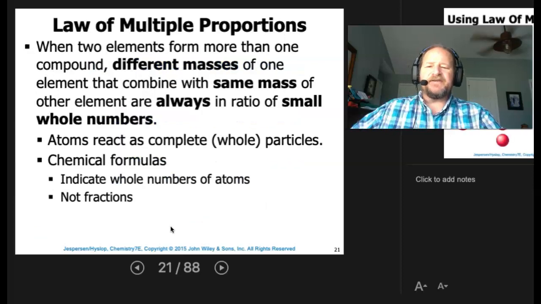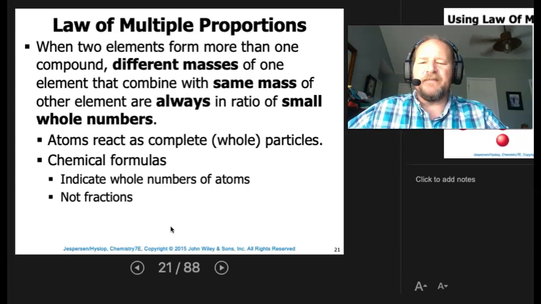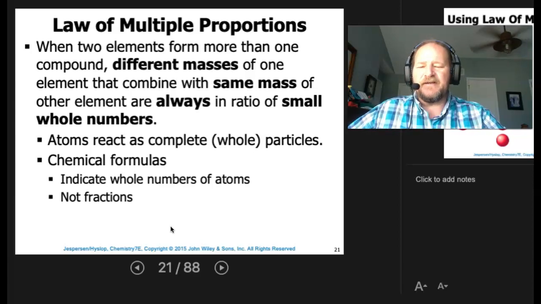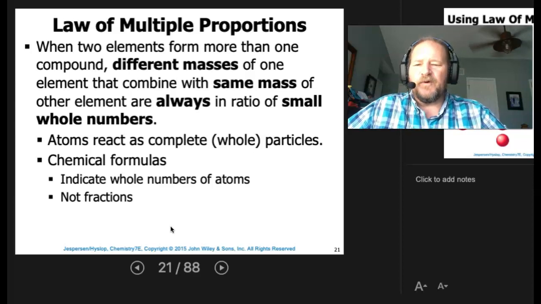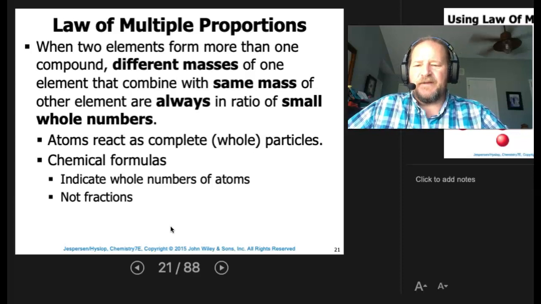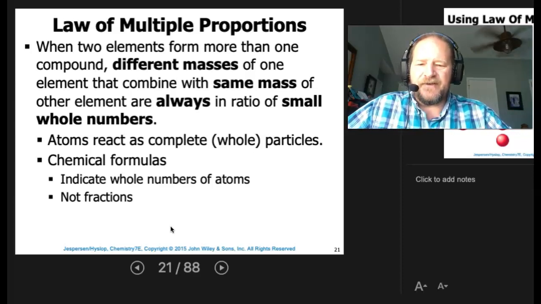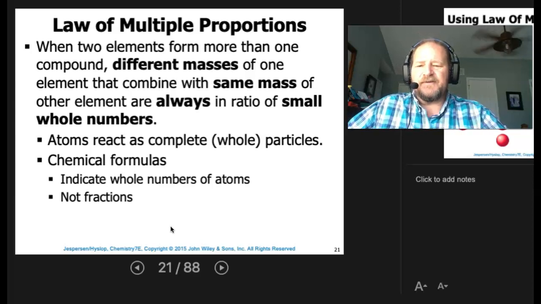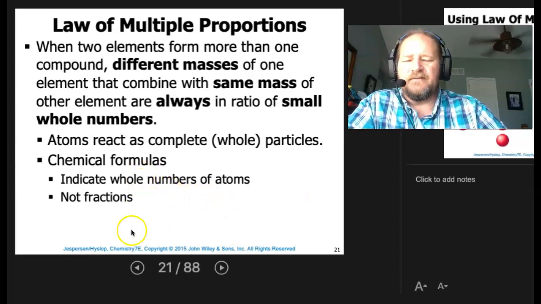Now, when 2 elements form more than one compound, different masses of one element that combine with the same mass of other element are always in a ratio of small whole numbers. What? That seems crazy. When 2 elements form more than one compound, different masses of one element that combine with the same mass of other element are always in a ratio of small whole numbers. So atoms react as complete whole particles. Right?